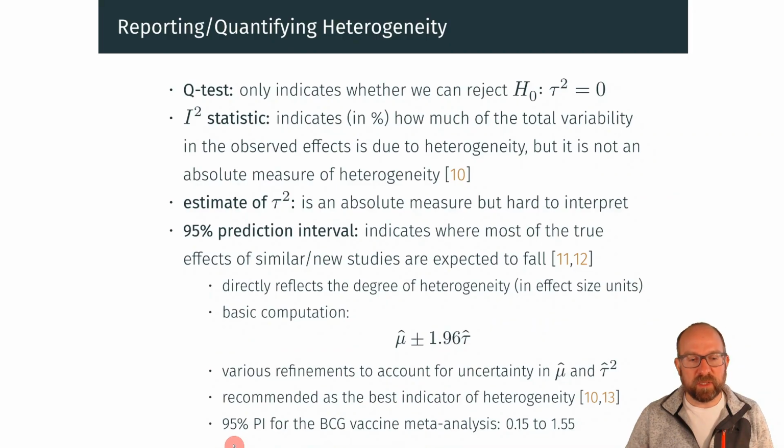Now, if we compute the prediction interval here for the BCG vaccine meta-analysis, we find bounds of 0.15 to 1.55. So this indicates that on the one hand, there may be studies where vaccinated individuals have an 85% lower infection risk. And on the other hand, there may be studies where vaccinated individuals have actually an increased risk of tuberculosis, namely a 55% higher infection risk. And this is quite a wide range, indicating that the effectiveness of the vaccine may vary a lot across studies.